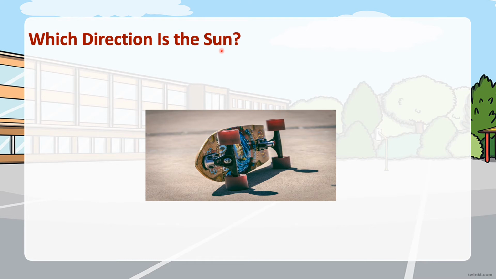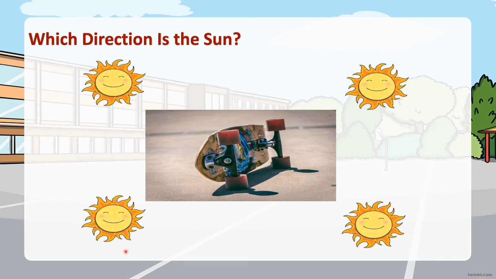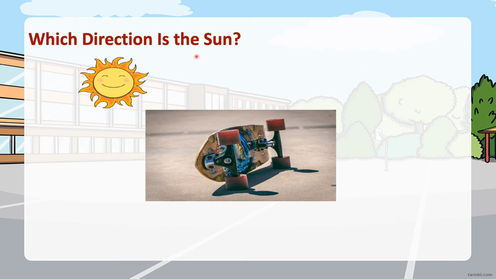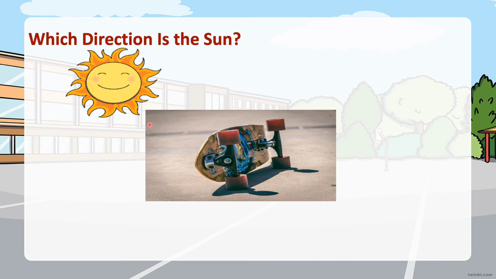Which direction is the sun? You can see the shadow of this object on the floor. Where do you think will be the source of light, or where do you think the sun will be? Which side do you think the sun will be? We have already learned that the shadow will always be on the opposite side of the object to the sun. So which will be the right answer? Yes, the sun will be on the opposite side of the shadow that is being formed.